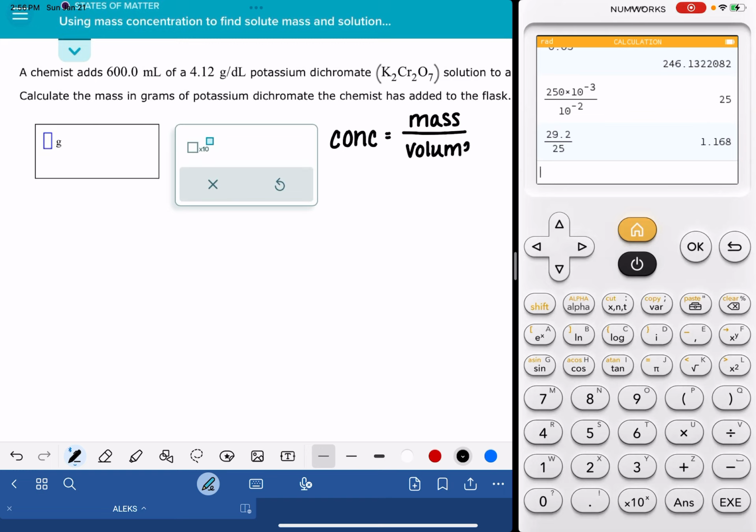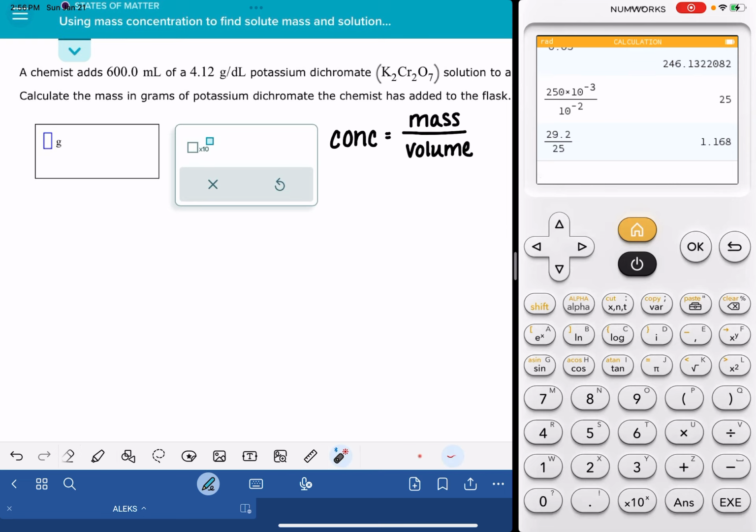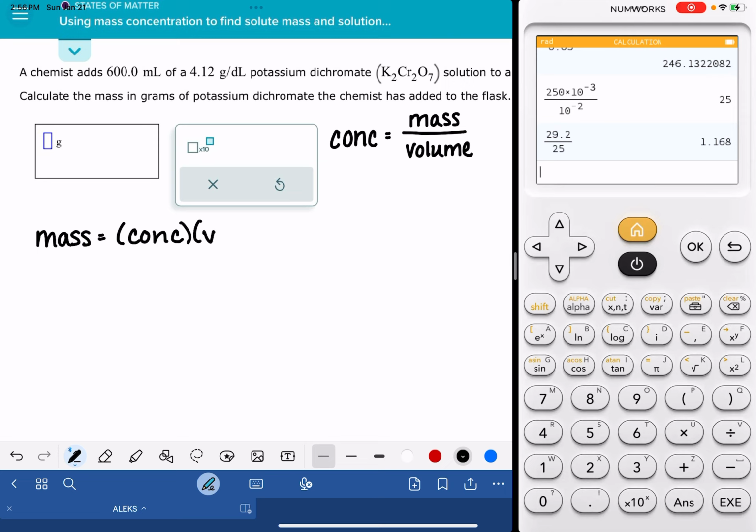of the solution. And if you are solving this version of the problem, the one that I have, calculate the mass, your unknown variable is the mass, and you are going to be given the concentration and also the volume of the solution. So for this version, we're going to take this generic concentration equation and do some algebraic rearrangement. We're going to say the mass is equal to the concentration of the solution times the volume of the solution.